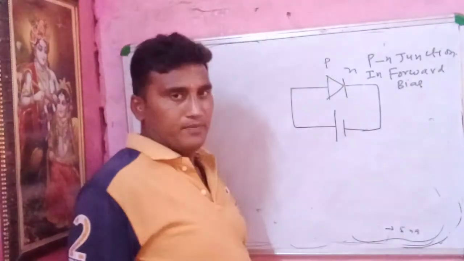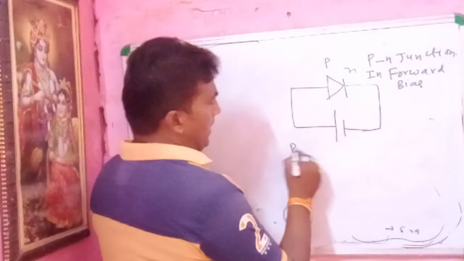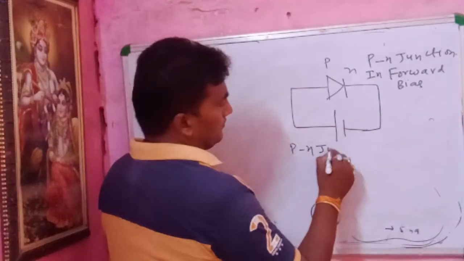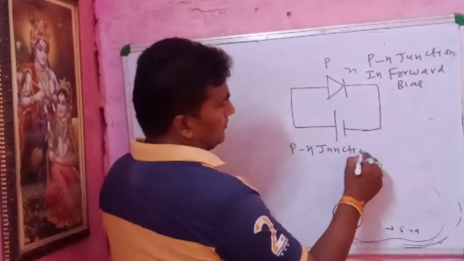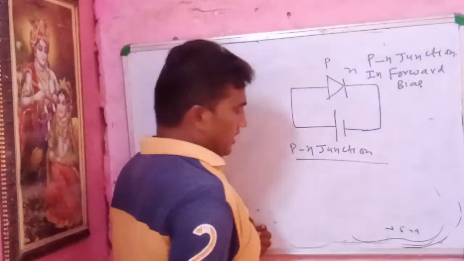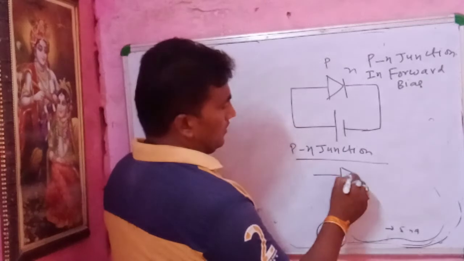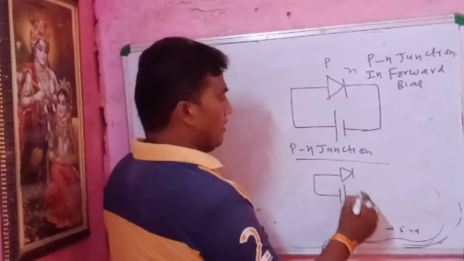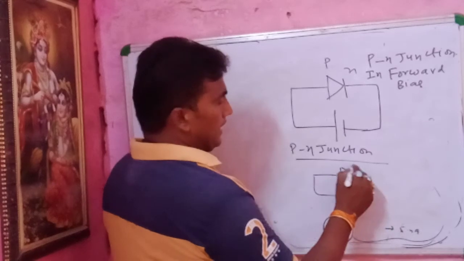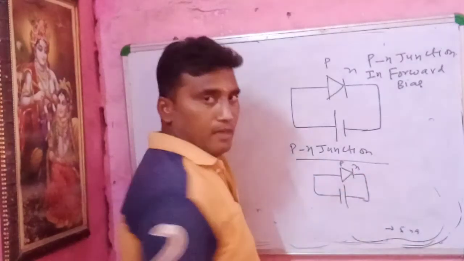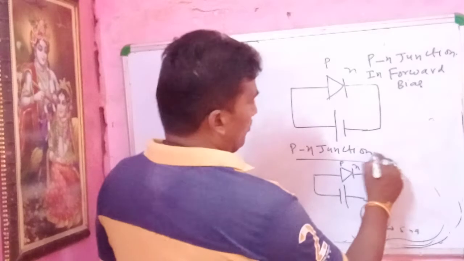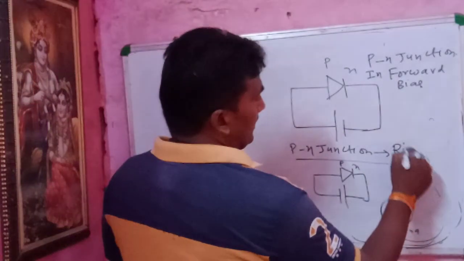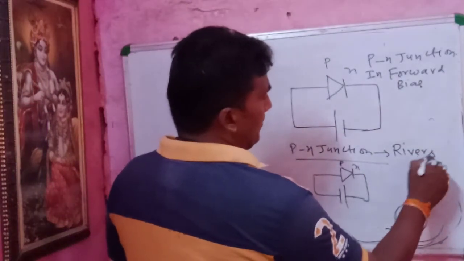How will we identify the PN junction in reverse bias? It also behaves like a Zener diode. When the P type semiconductor is connected to the negative end of the battery or cell, and the N type is connected to the positive end of the battery or cell, that is known as a PN junction in reverse bias.